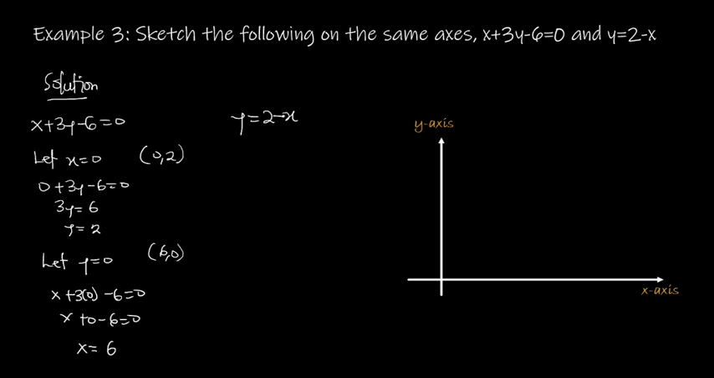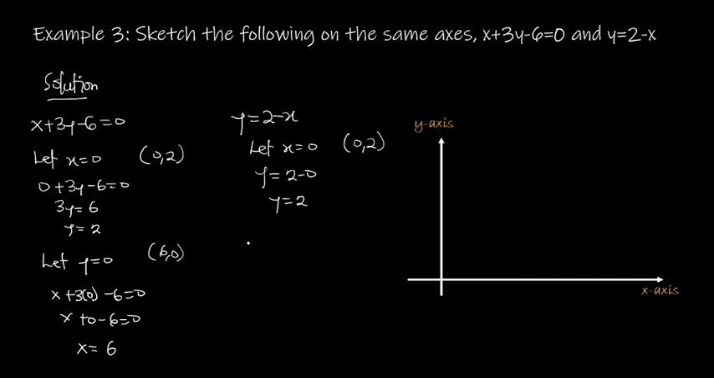Alright, so let me tackle this second equation now. I say let x be equal to 0, and if that is the case, y will be equal to 2 minus 0. So y is equal to 2. So I have here 0, 2 as my point. The 0 is the x, the 2 is the y value over here.